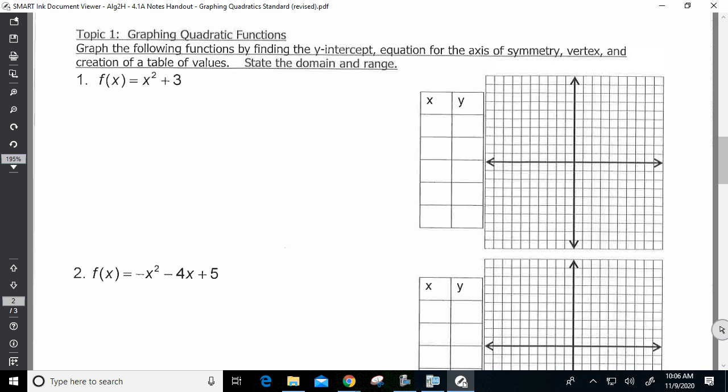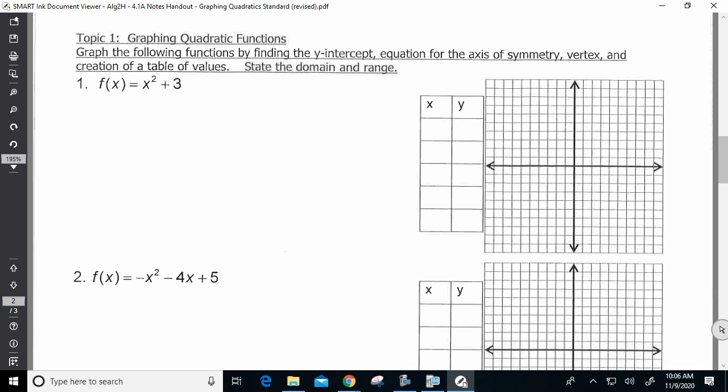All right, example 1. F of x equals x squared plus 3. First step you should always take: identify A, B, C. A is the number that sits in front of x squared. B is the number that sits in front of x. C is the number that doesn't have a variable attached to it. So identify those 3 things first.